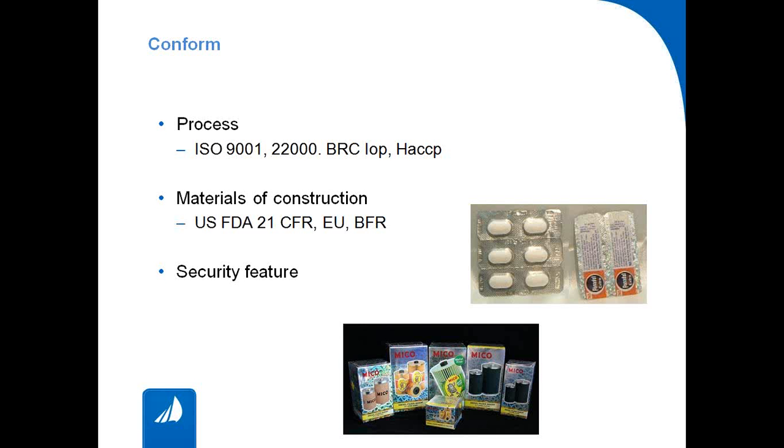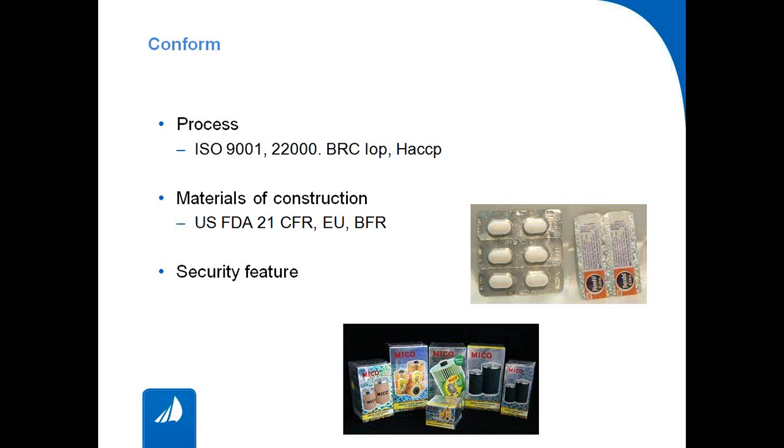Conformance. Depending on the type of product we are packing, there are different types of conformance it has to go through. One is the process, how your packaging materials are produced. There are legislations, standards available. You have to comply with that. For the materials of construction, like if you are packing food products, it has to conform to certain basic needs, which are guided by USA FDA, EU. There are Indian standards also. So you conform to that. And if a security feature also needs to be built in, it has to conform.